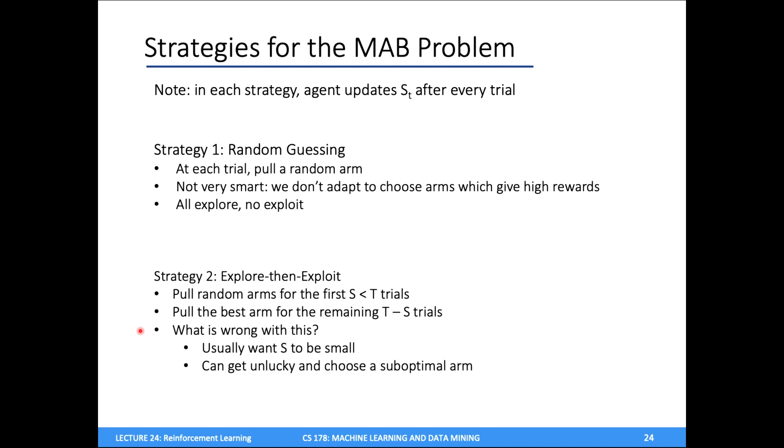Okay, this was supposed to be another question, but what is wrong with this? Well, usually you don't want to explore for too long, right? You don't want to spend all of your time randomly pulling arms. So you want S to be fairly small in this strategy. But what can happen is you can get pretty unlucky and choose a suboptimal arm. You know, maybe I only explore for 20 trials and just by chance, one of my bad machines got sort of lucky and gave me high reward. So this can often lead to choosing a suboptimal arm if we first explore and then exploit.